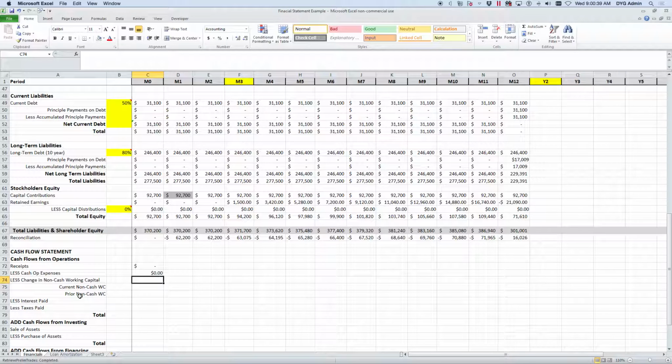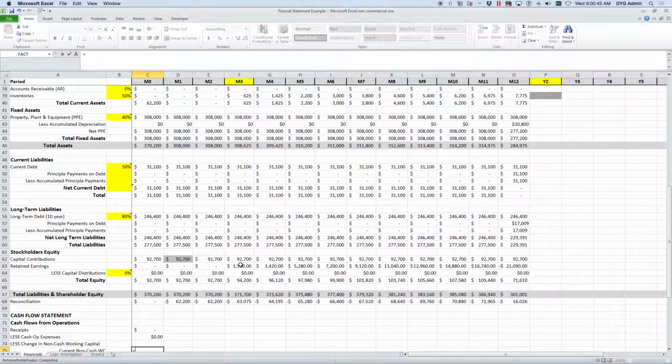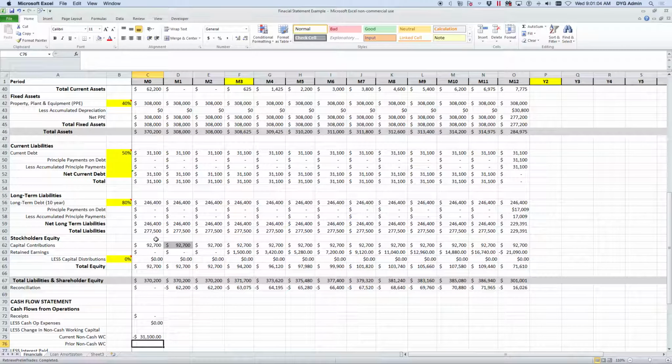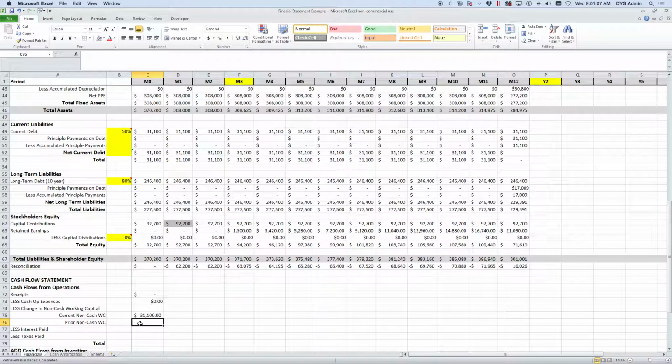This is probably the most complex thing. It's got to be the current non-cash working capital, and so that is equal to, remember, working capital is current assets minus current liabilities. So for us, that is equal to accounts receivable plus inventory. It doesn't include cash because we're ignoring that, minus current liabilities. Okay, so that's the current one. Prior one, in this case, was 0. And so the change is equal to this minus this. All right? It's the change that we want.